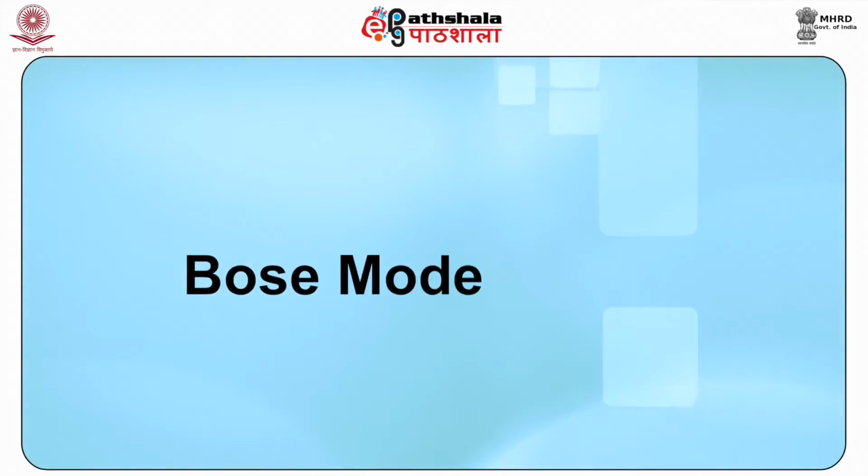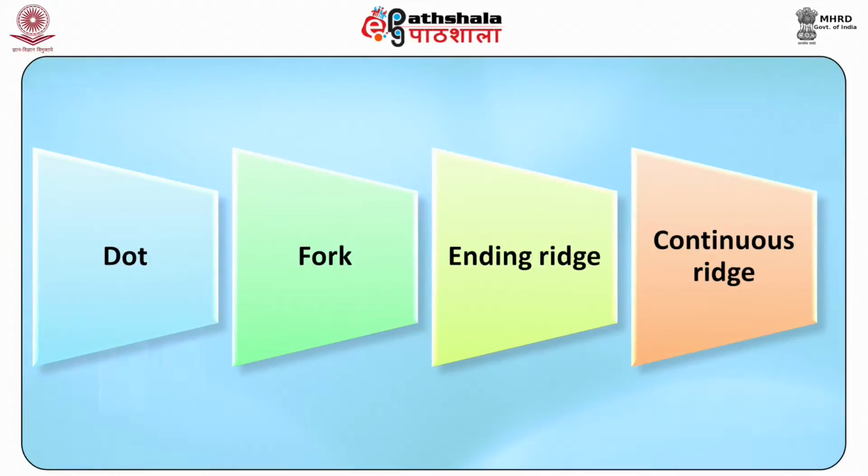Bose Model, 1917. Bose also assumed a value of 1/4 for p but arrived at this value using a different rationale. He reasoned that there were at least 4 possibilities at each square ridge interval location in a fingerprint. These were first dot, second fork, third ending ridge, fourth continuous ridge.